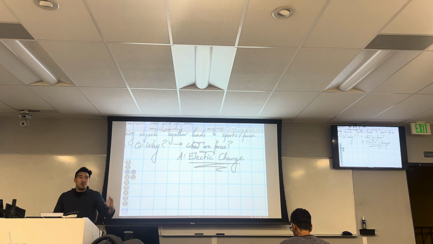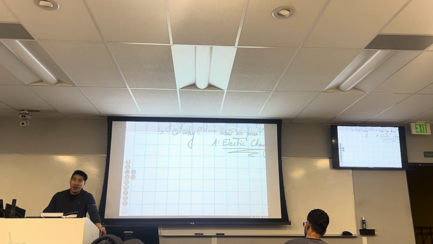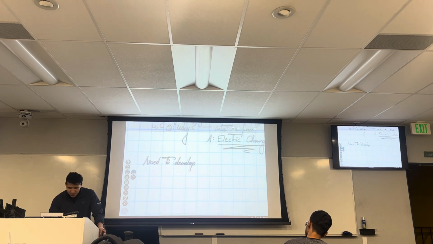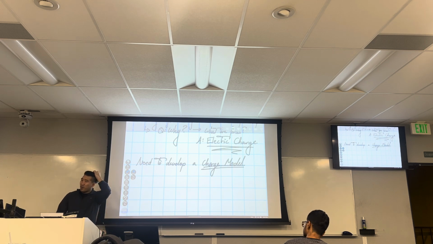Now these are a few real-world observations, but we care more deeply about having a precise understanding of what these are, how they behave, and how we can take advantage of them. To do that, we need to develop a charge model. Now this is where we're going to go into the laboratory of your minds, or what I call, we're going to do thought experiments.